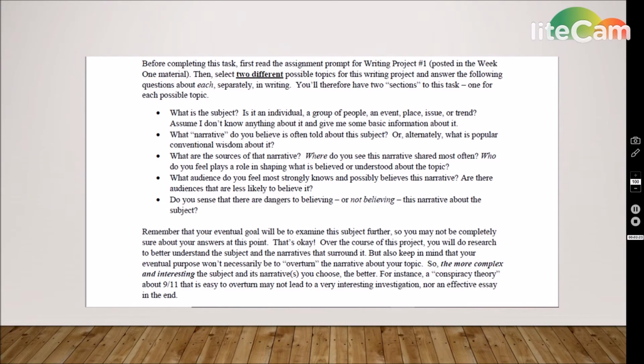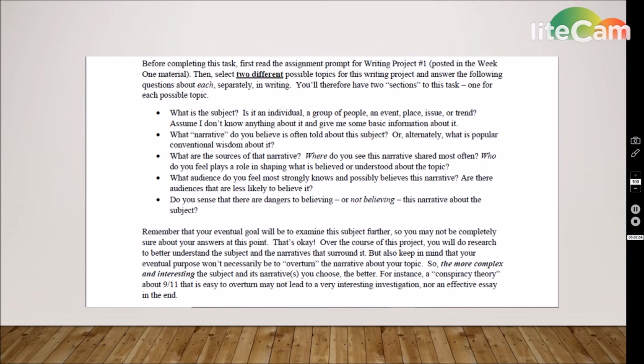So again, in process assignment number 1, and you'll see I've just put part of that prompt up here, you're going to select 2 possible topics, maybe based on your brainstorming from the discussion prompt for this week, and then develop them a bit further beyond what you have to do in the discussion prompt. So here you'll describe the subject in some detail, share the narrative or conventional wisdom or common beliefs about it that you think are out there, and then identify the sources of the narrative, the audience for that narrative, and the dangers of believing or not believing that narrative about the subject.